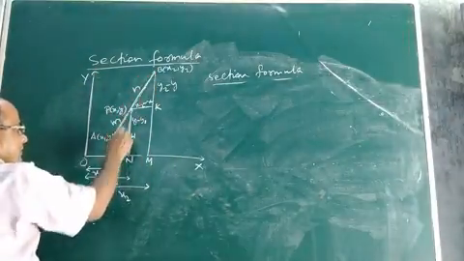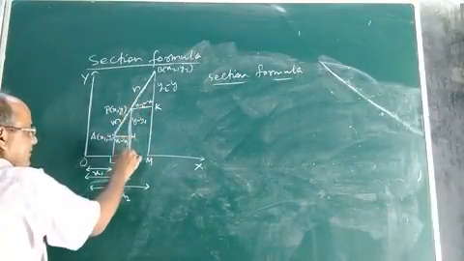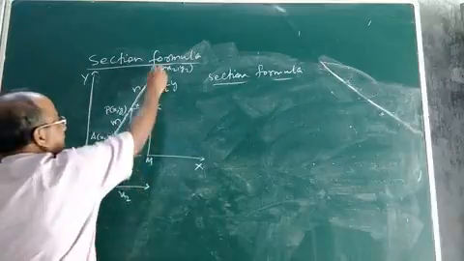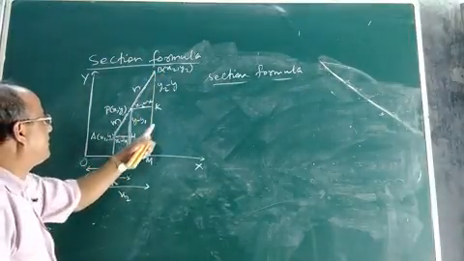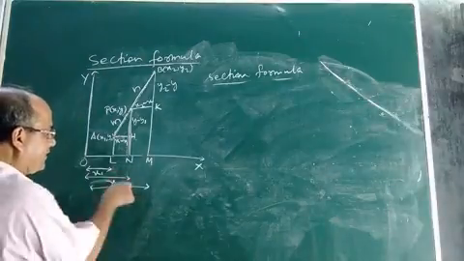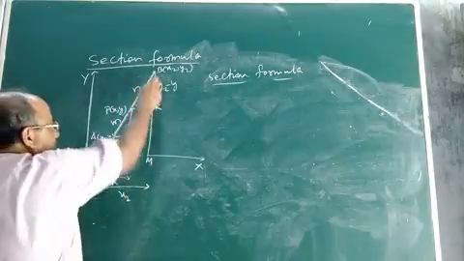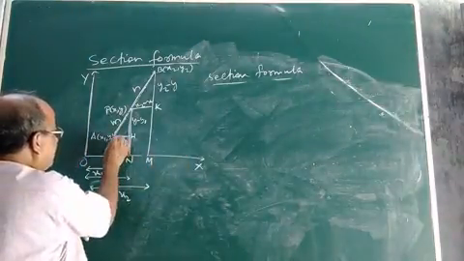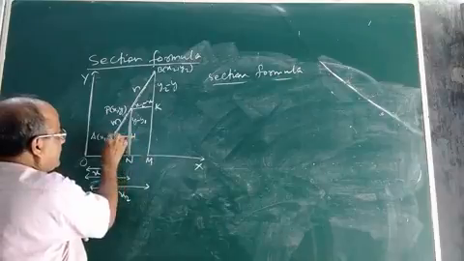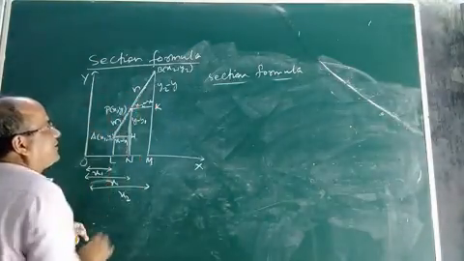Now, just draw perpendiculars. Suppose AL perpendicular to the x-axis, PN perpendicular to the x-axis, and BM. Draw three perpendiculars: AL, PN and BM, perpendicular to the x-axis. Next, again from this point A you draw another perpendicular AH. From this point P you draw another perpendicular PQ.